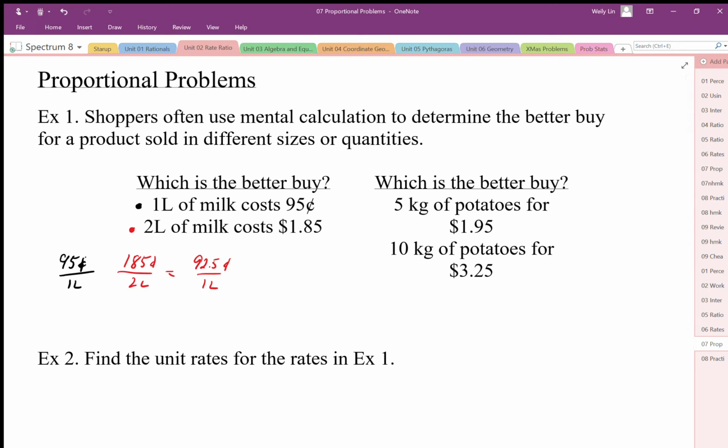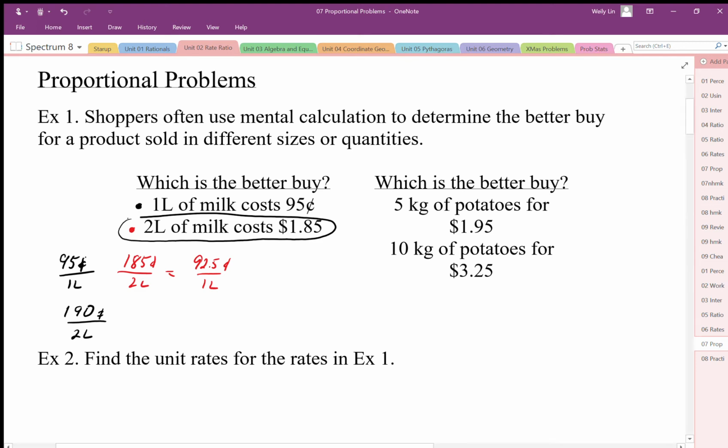What we could also do is compare the 2-liter rates as well. So instead of 95 cents for 1 liter, I can times by 2 and use 190 cents for 2 liters. And then I can compare those two rates. Either way, we can see that the 2-liter milk is the better buy. Now I did this as a rate of cents per liter, but I could also flip that rate around and say liters per cent. And then I would be looking for the bigger value, the more liters for the same number of cents or dollars would be the better buy.